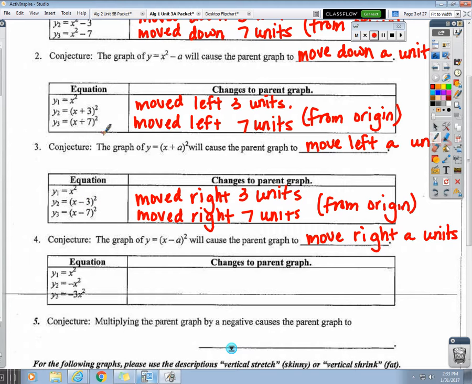Okay, so for up and down is common sense. Plus is up, minus is down. But for left and right, it'll always be in parentheses, and it's not really common sense. Plus actually moves it left, minus actually moves it right.